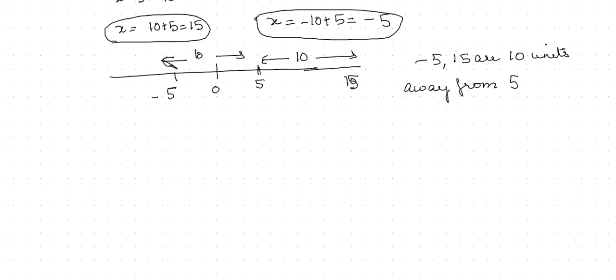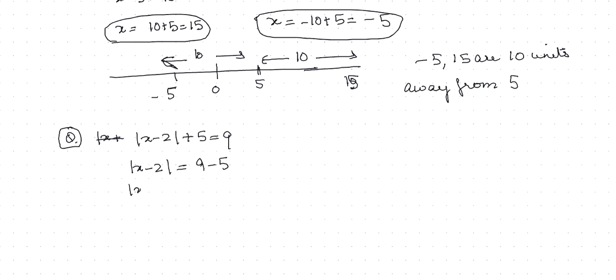Now we'll do another. So this is the question here. Now as I said, keep the absolute value sign and everything inside the absolute value sign on the left, bring anything else on the right. So this will be absolute value of x minus 2 equals 9 minus 5, we will bring 5 here. So this becomes absolute value of x minus 2 is equal to 4.